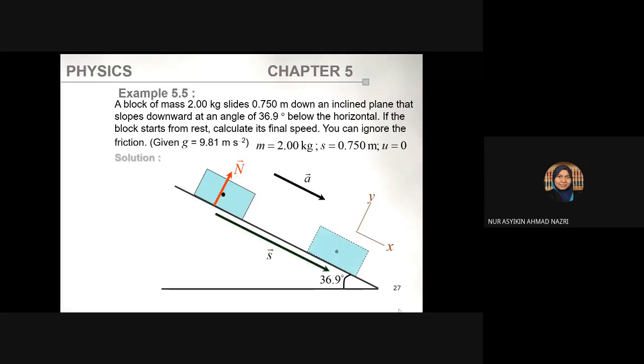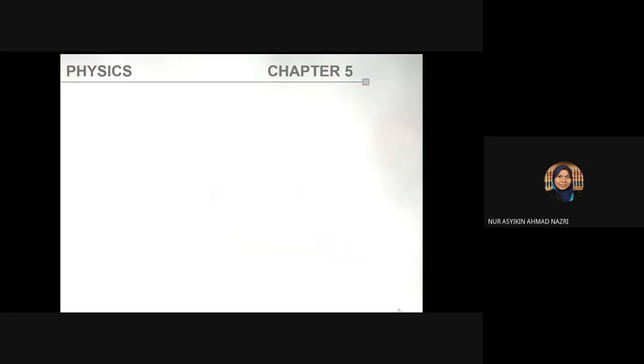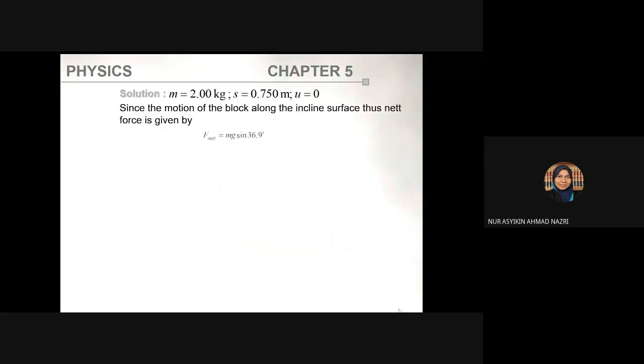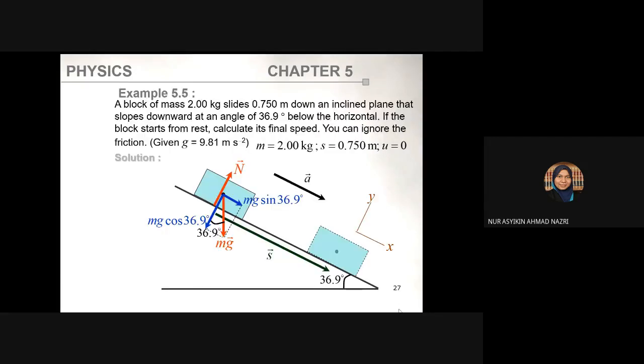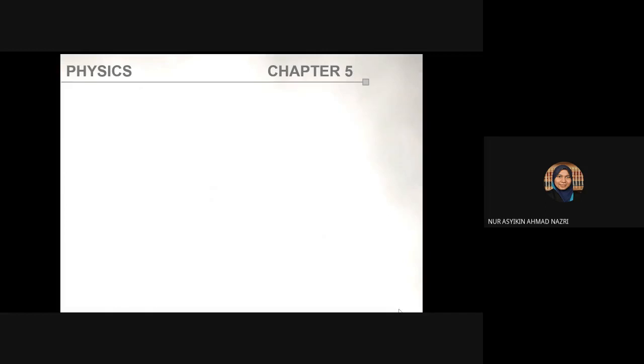Right, so again, always start with free body diagram. Okay, then lepas tu dia nak tanya apa pun kita dah boleh jawab. Tapi dia tanya apa sebenarnya? Block, calculate its final speed. Okay, final speed. So dia kata start from rest. So use your work energy theorem.